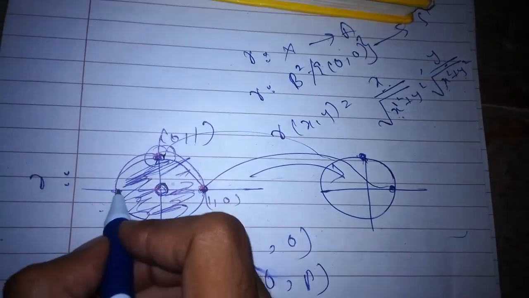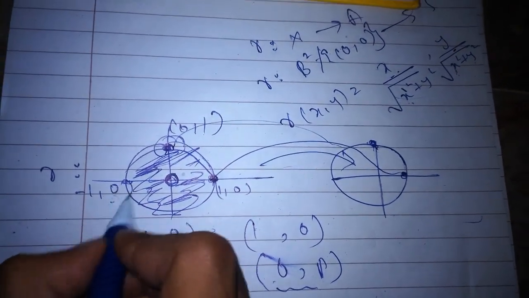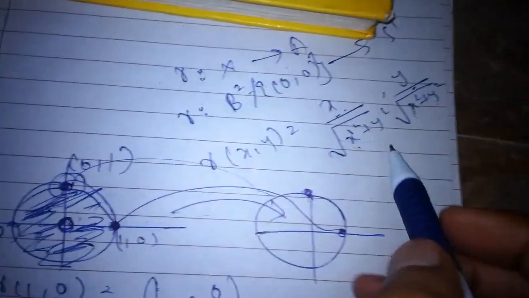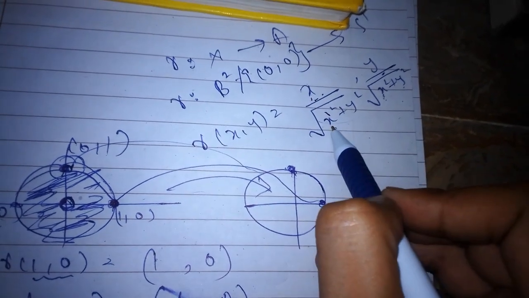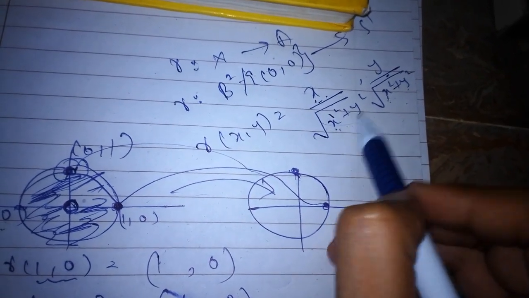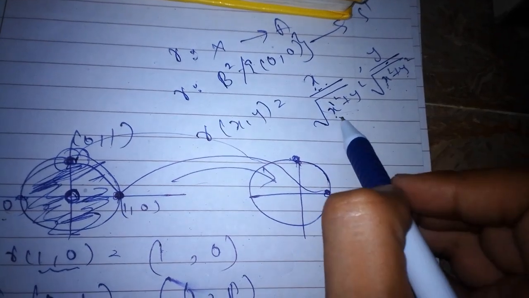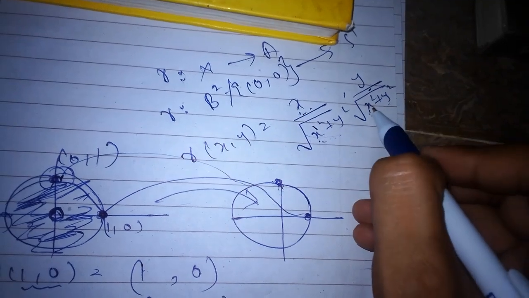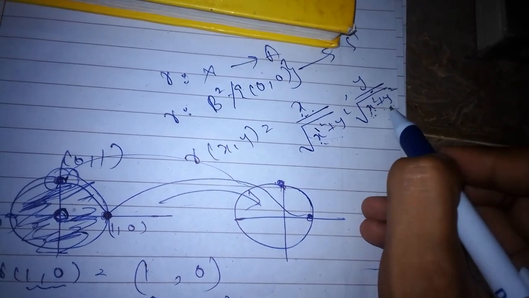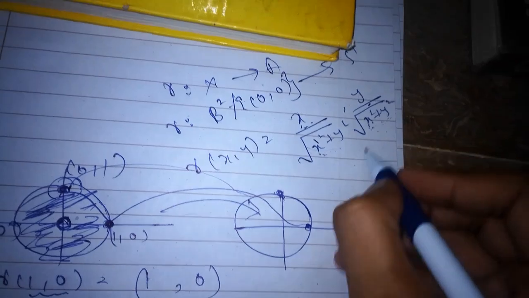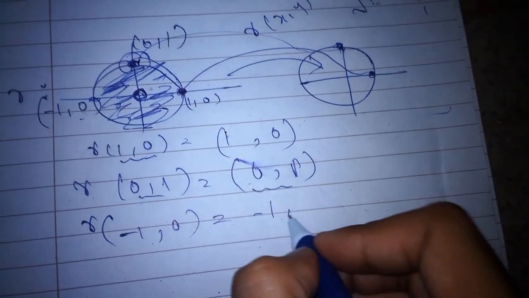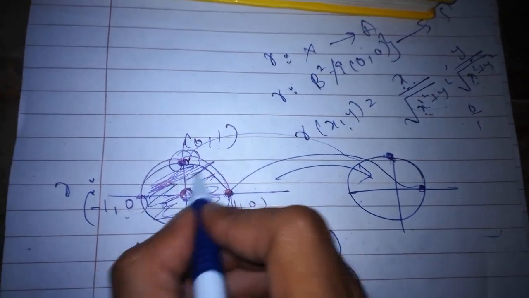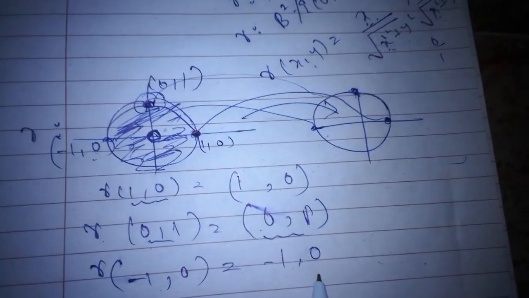If we substitute this point, minus 1 comma 0, into this function: minus 1 divided by the square root of minus 1 squared plus 0 squared. This is 1, and the square root of 1 is 1, so minus 1 upon 1 is minus 1. And if we substitute 0 here, 0 divided by the square root of 1 is 0. So if we substitute this point into this function, we will get this same point, minus 1 comma 0.